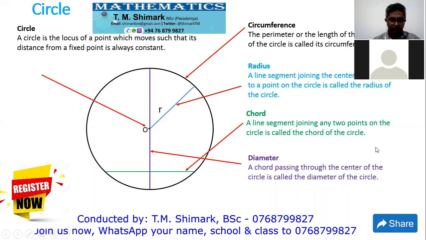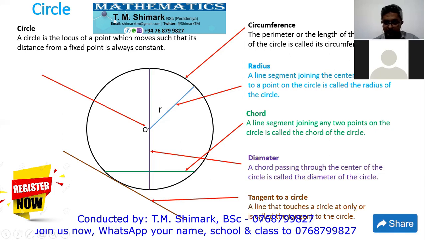Now we have something called the tangent, which touches only one point on the circumference of the circle. This we call a tangent to a circle. A line that touches a circle at only one point is called the tangent of the circle, right?